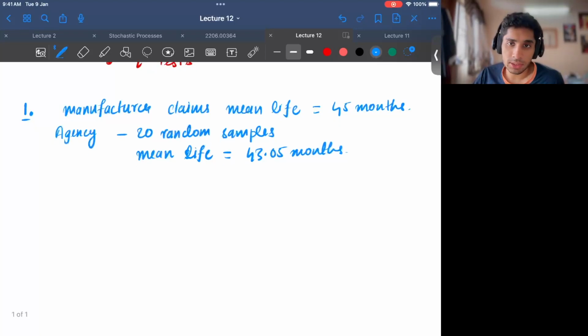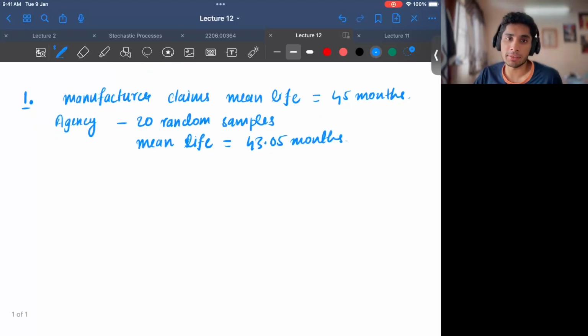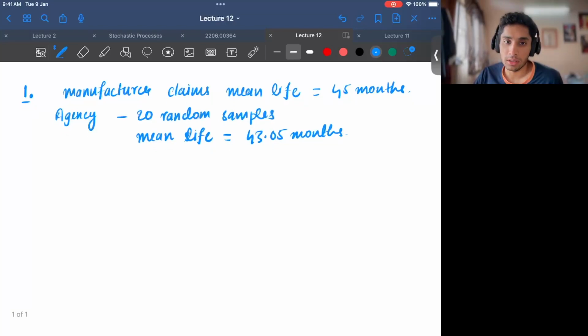And they also see that the lives of all such batteries have a normal distribution, right? So they also see that all these batteries have a life which is distributed normally, right, with some unknown mu, okay, and a variance of 6.5 square.